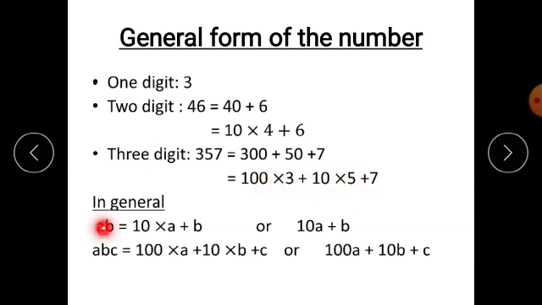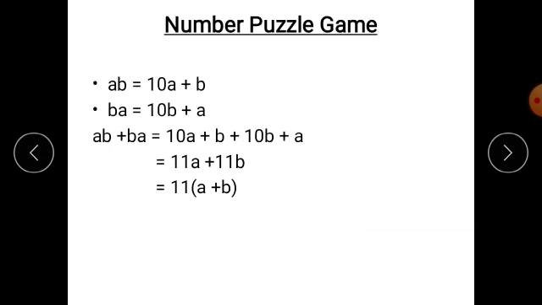So in general, a two-digit number AB can be written as 10 into A plus B, or 10A plus B. And a three-digit number ABC can be written as 100 into A plus 10 into B plus C, or 100A plus 10B plus C. Now, after knowing the general form of a number, we have some number tricks or number puzzles in which you can use this general form to design puzzles. So let us see some tricks.